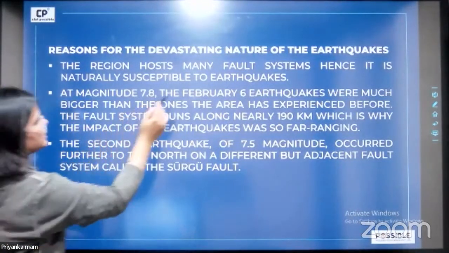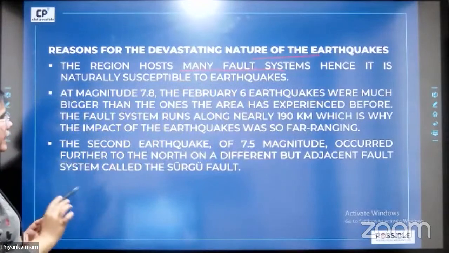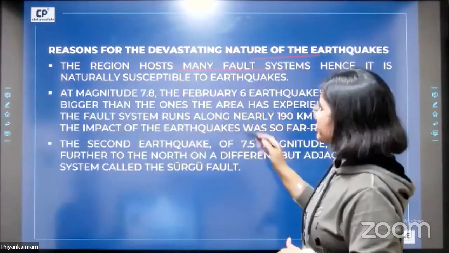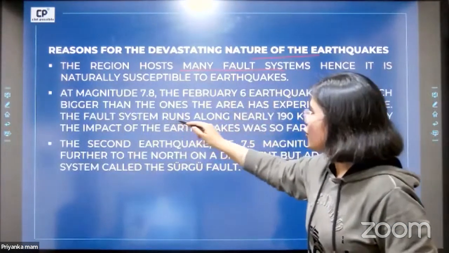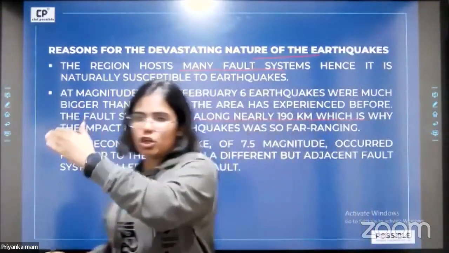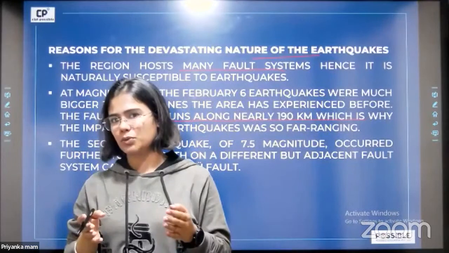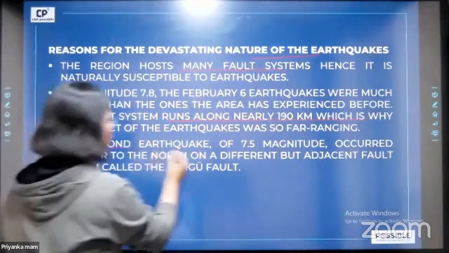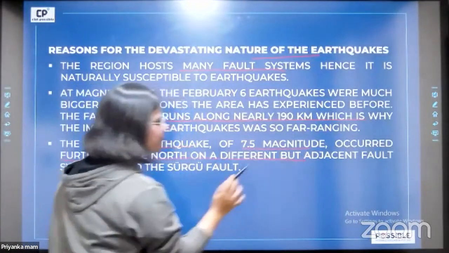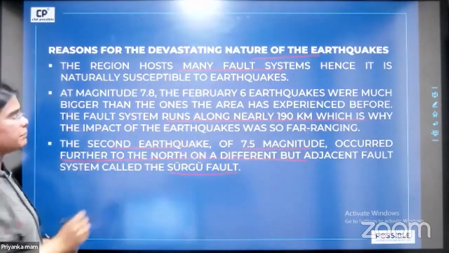Now, reasons for the devastating nature of the earthquake. I've spoken about the many fault lines, right? Secondly, we can also talk about the shallow nature of this earthquake. Right, and it is said that the fault system runs along nearly 190 kilometers. Imagine, this is such a long stretch of a weak line that can break at any moment, because of which this earthquake can take place. Fine. And the second earthquake, which was of 7.5 magnitude, occurred further to the north on a different but adjacent fault called the Surgo fault. So this is also something that we can keep in mind for this.